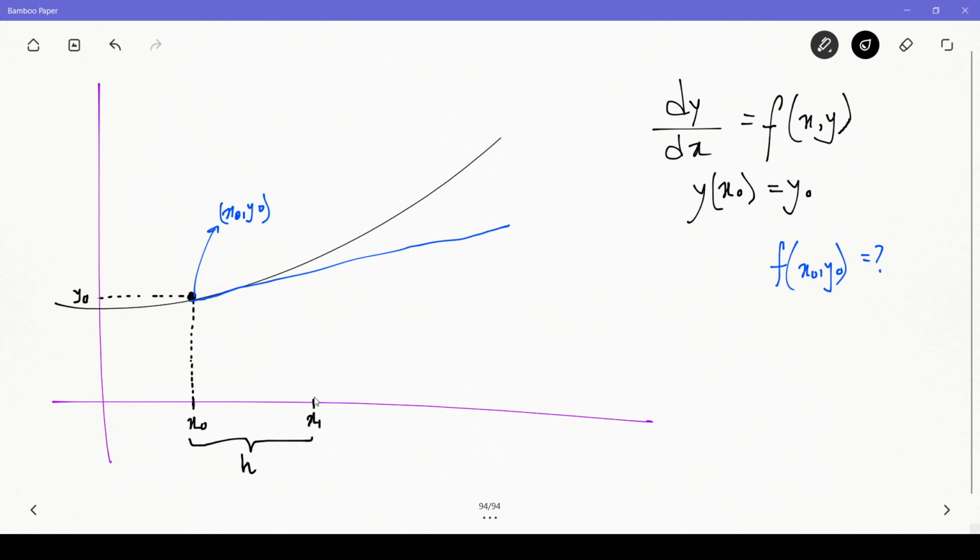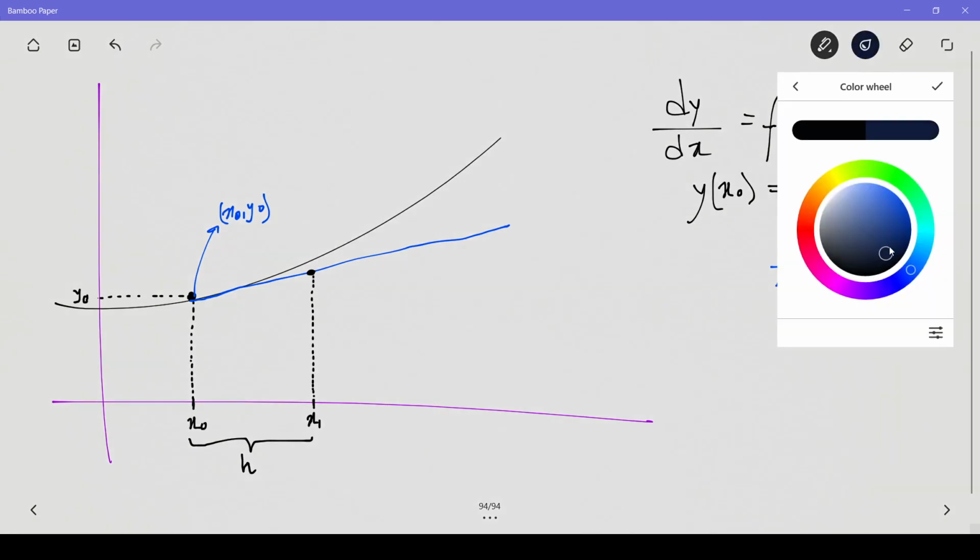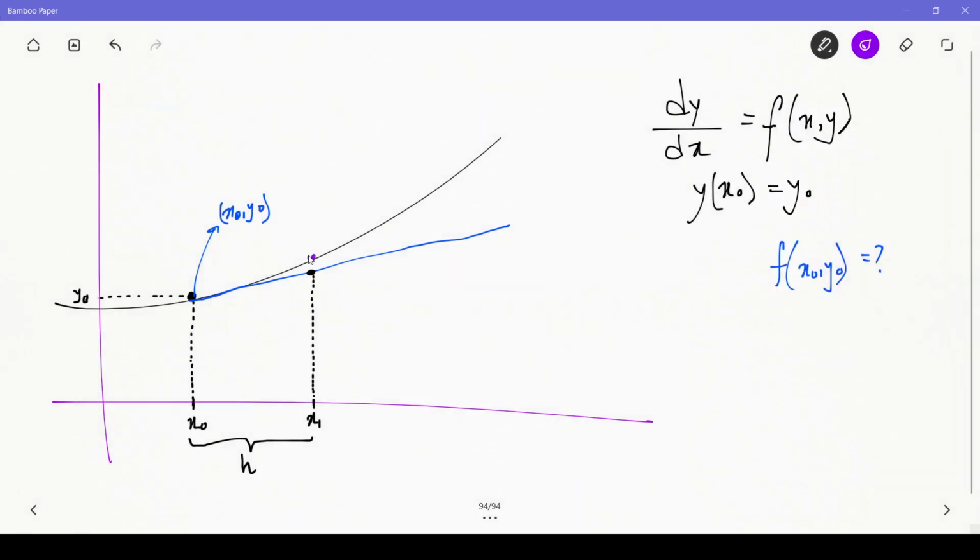So since now we know the value of x1, because x1 is basically x0 plus h, we'll project it upwards, and we'll say, the value of that straight line, of the slope that we got, at this particular point x1 is my approximated value of y1. So why do we call it the approximate value of y1? Because we know for sure that our actual exact value is somewhere over here, right? Our y1 should be somewhere over here.